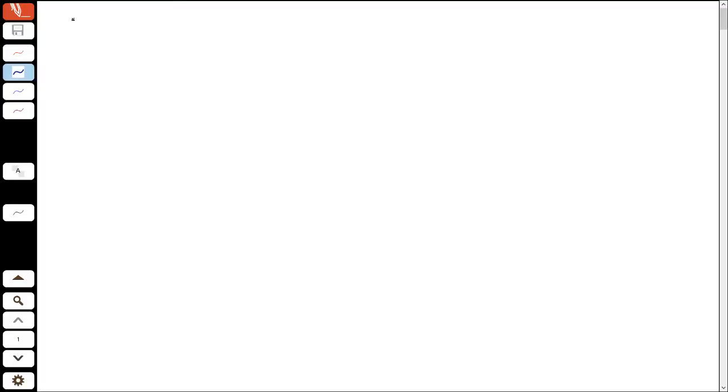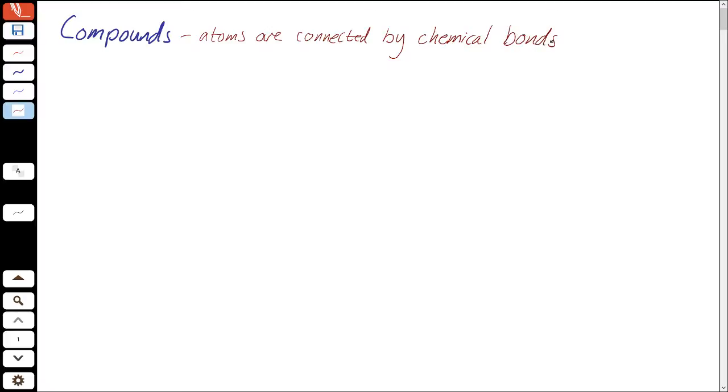So if you recall, when we talked about compounds, one of the things that we said about them is that they have more than one element chemically bound together. So in compounds, the atoms are connected by chemical bonds. But we didn't really define what that means.